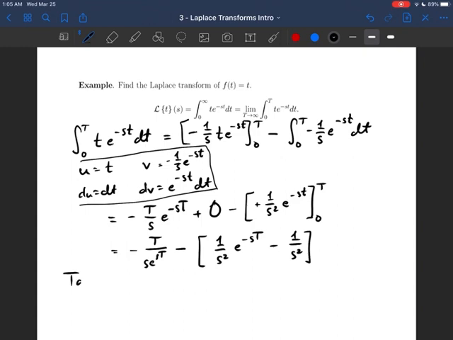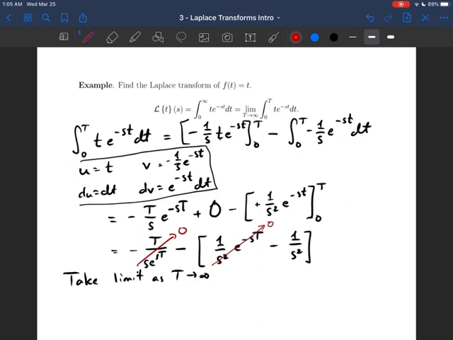All right, and now finally we need to take the limit as T goes to infinity. And what's going to happen there? Here, at the first part, we have T over e to the sT. If s is positive, this whole part will go to 0. If s is negative, then this thing will diverge. So we have to consider only s greater than 0 for this to work out. In any case, if we have that, then our whole first part here will go to 0.